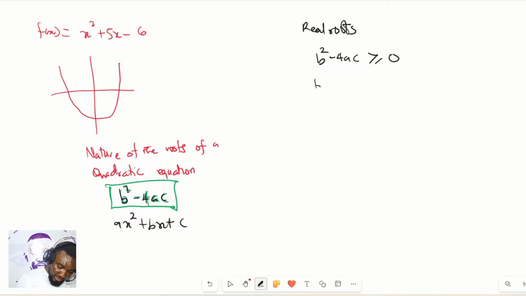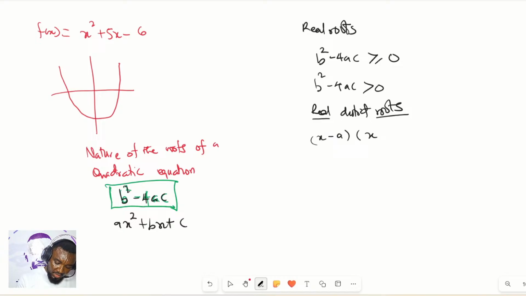Specifically, when b squared minus 4ac is greater than 0, then it has real distinct roots. It means that its roots are real and also distinct. So probably one root can be, let's say, x minus a, and another one can be x minus b, where we have x equal to a and x equal to b. So it is real and it is distinct, it's different. That is when it's greater than 0.